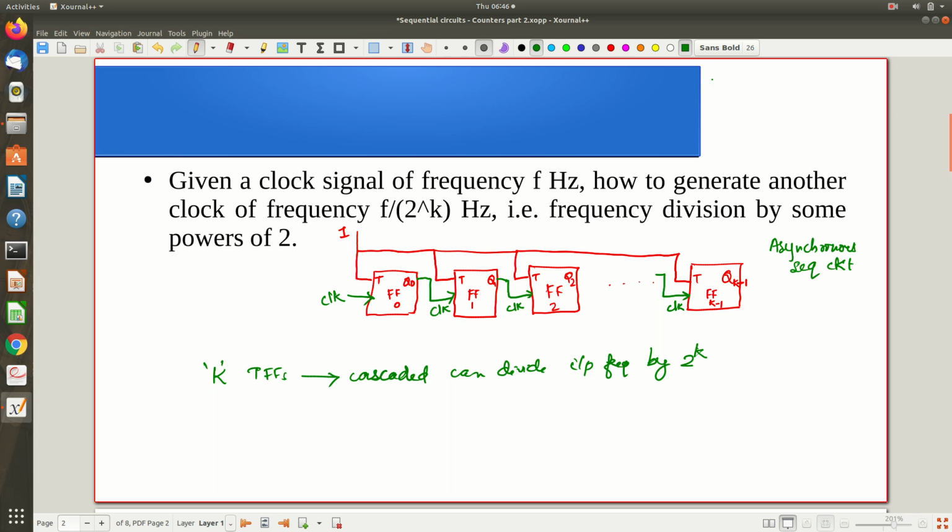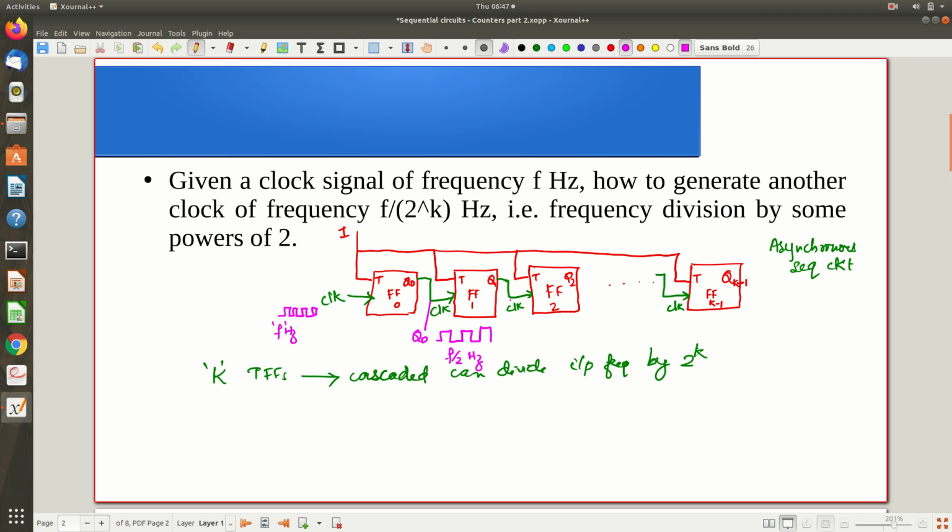And why is it so? Hope you remember again. If I am applying a clock pulse here, say with some frequency, let's take a very small clock, something like this, with some frequency f hertz, what will happen if you observe this Q0 output? You will get a clock of half frequency. Half frequency means the time period will increase, right? So this is of f by 2 hertz.